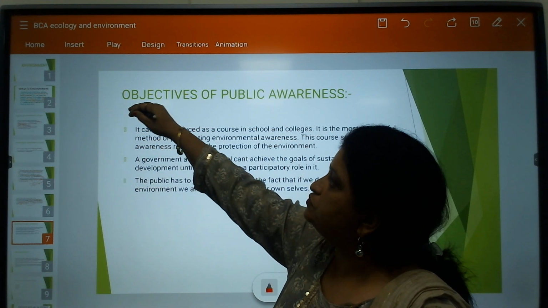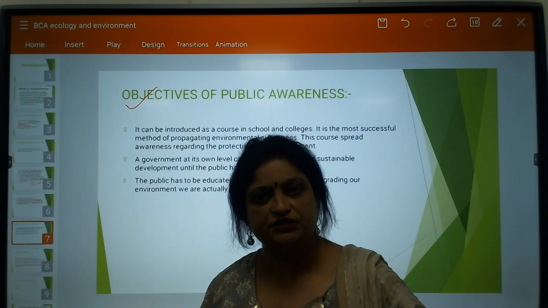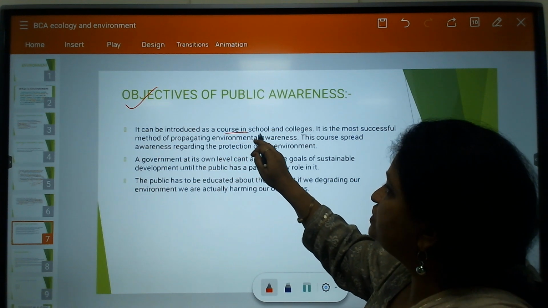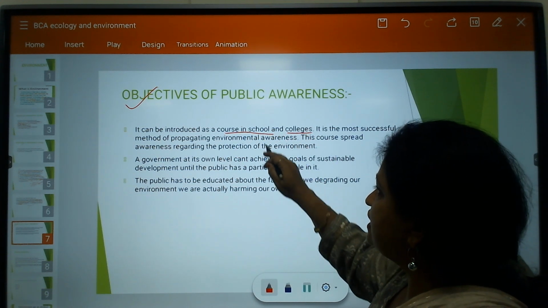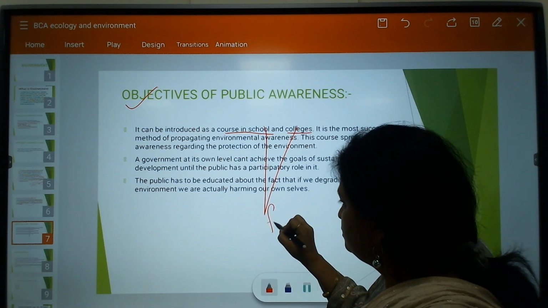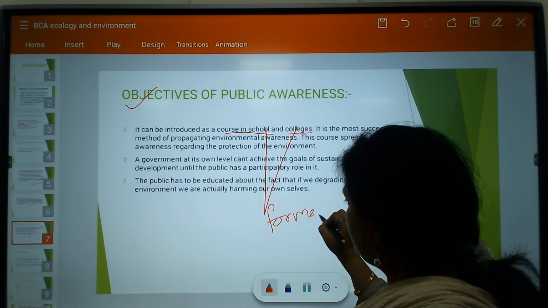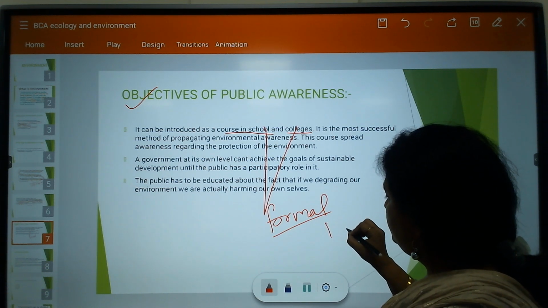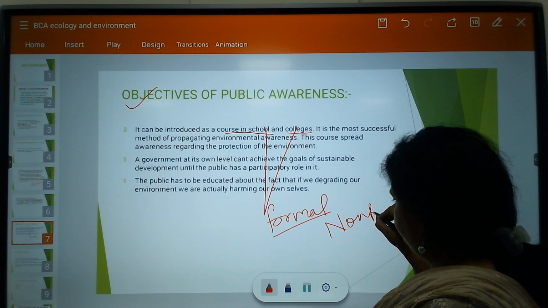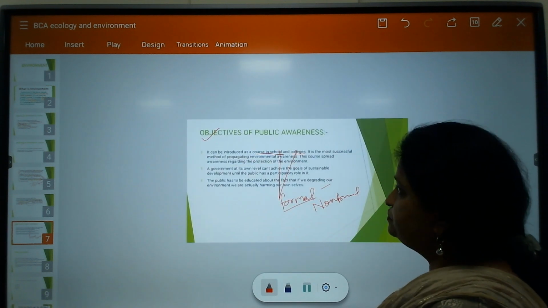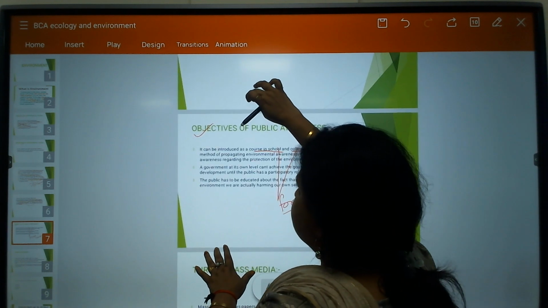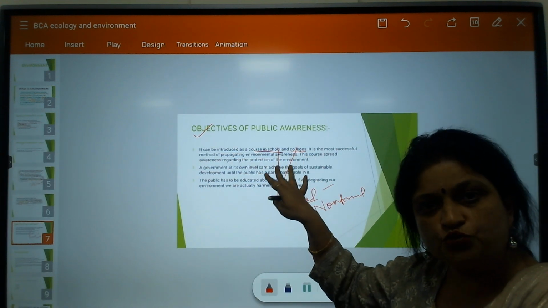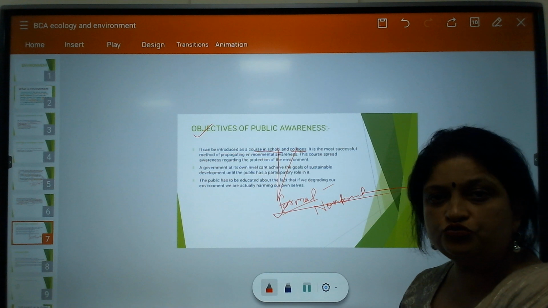Then we come to the objectives of environmental sciences. It can be introduced as a course in schools and colleges. It is a kind of formal education. Environmental education has two parts: formal environmental education and non-formal environmental education. What is the basic difference between them? If we introduce it as a course in your curriculum in schools and colleges, that is called formal education.